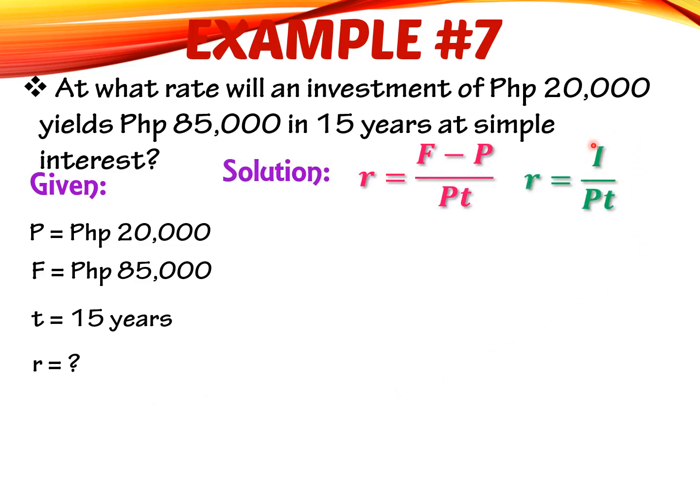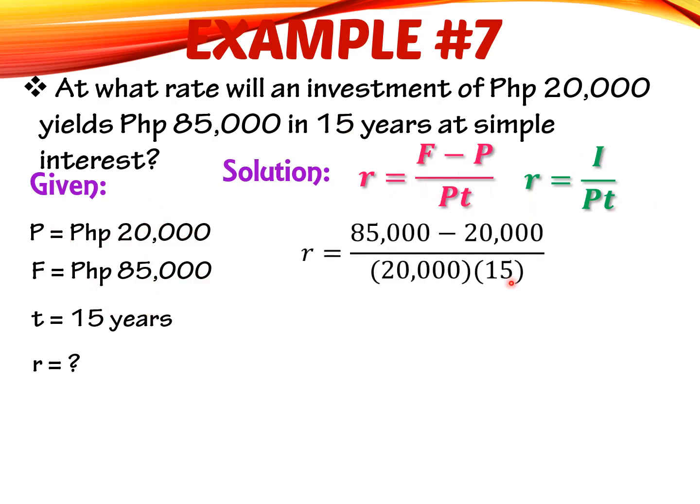But since we don't have the interest yet, we can get the interest: 85,000 minus 20,000. But since these are the given, it is clearer, so you can use either of the two. Anyway, that will yield the same answer. So 85,000 minus 20,000, divided by 20,000, your principal, times your time, which is 15 years. This will give you 65,000. So, eto na yan.